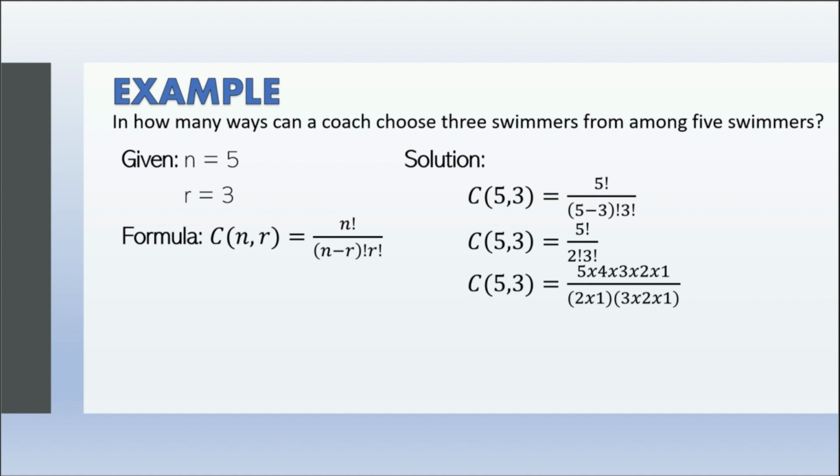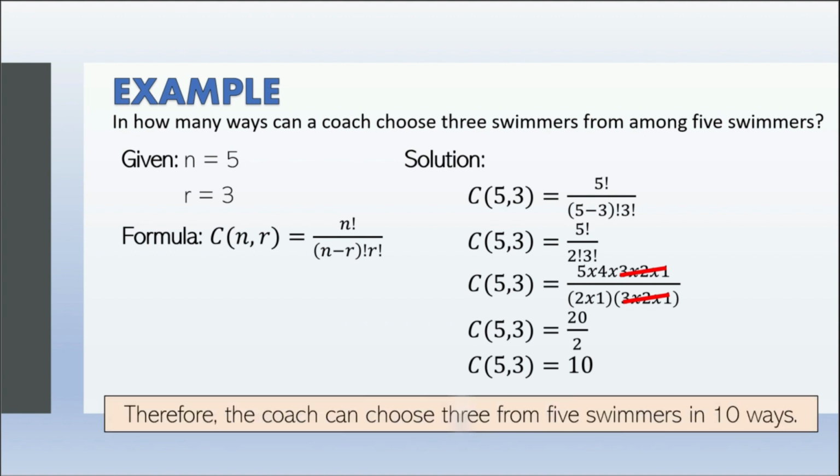And as you can see, we have similar terms that can be eliminated. So we cancelled out 3 times 2 times 1. The remaining terms now are 5 times 4 all over 2 times 1. 5 times 4 is 20, and 2 times 1 is equal to 2. We now have 20 over 2, and 20 over 2 is equal to 10. Therefore, the coach can choose 3 from 5 swimmers in 10 ways.